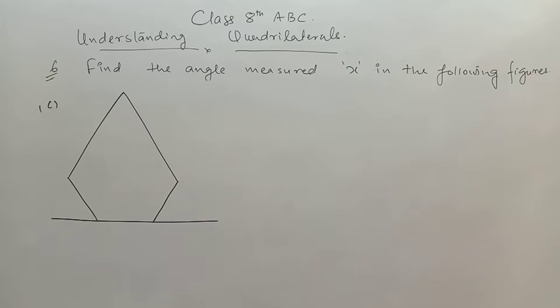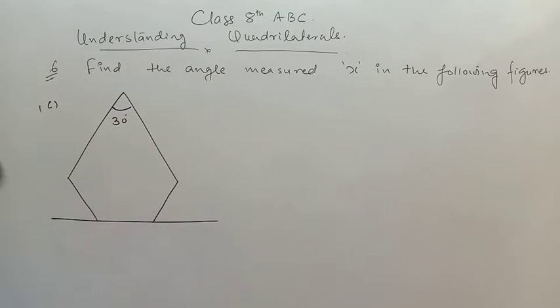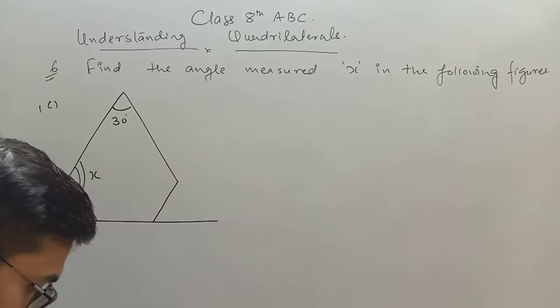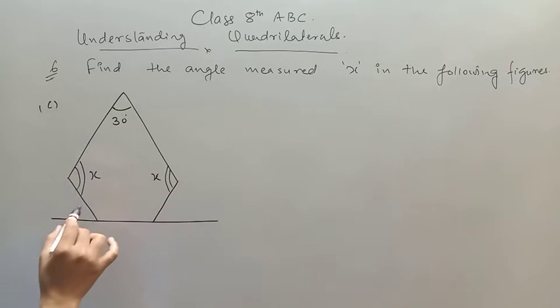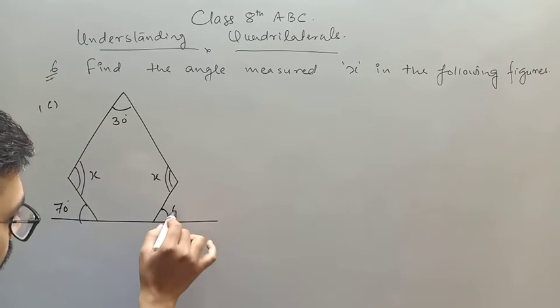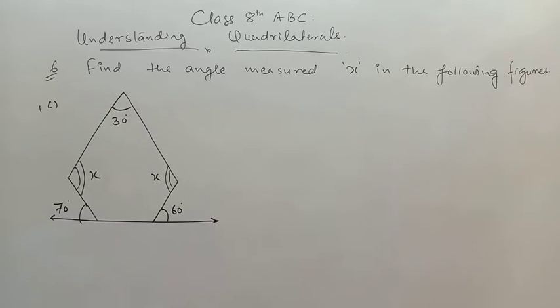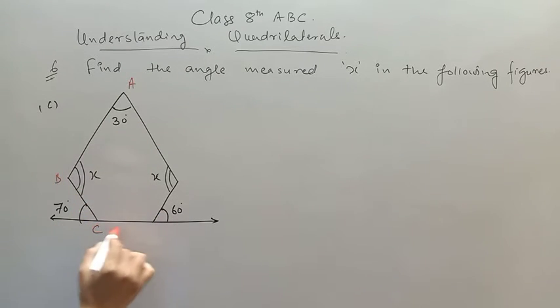Now part C: this angle is given to you as 30 degrees. This angle is x. This angle is also x. This angle is given to you as 70 degrees and this angle is given to you as 60 degrees. Okay. First, label this figure A, B, C, D and E.